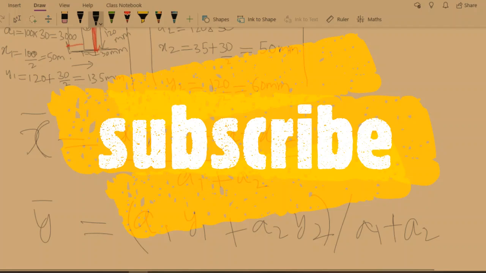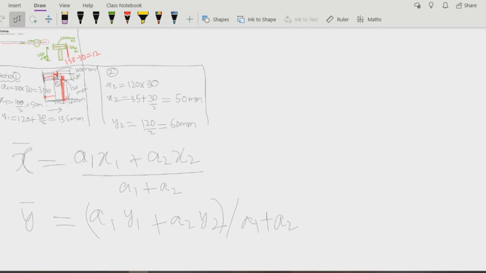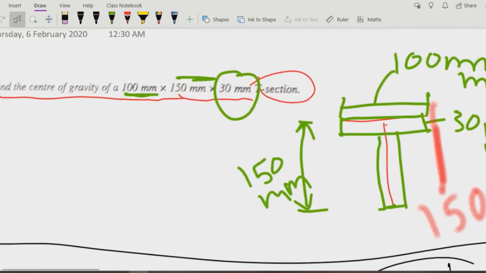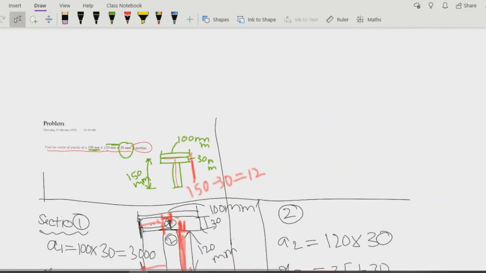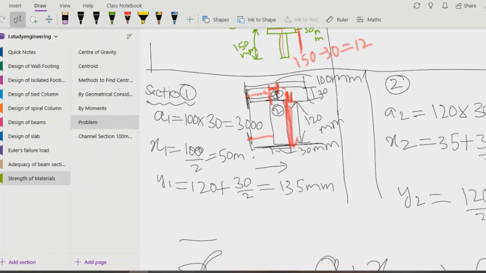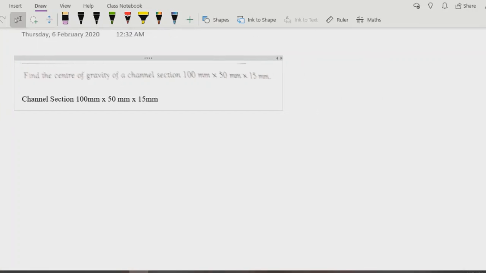In the previous video we solved a simple problem of a T section. We were given a composite section and found its center of gravity. I gave the complete concept in the previous video. In this video we are going to solve another problem of a channel section. I will only draw the figure of this section and you are supposed to solve it by yourself.